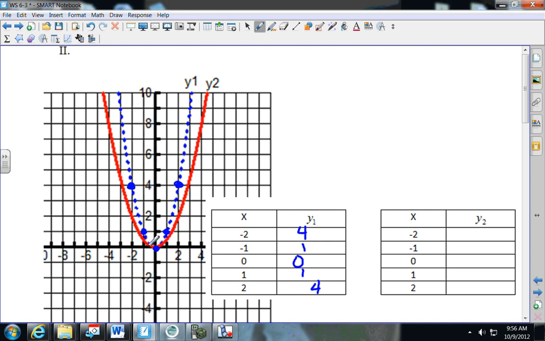The question was, does a vertex have to have the same x and y? If you had y equals x squared minus 2, your vertex is 0, -2. So it's not always the same number. For what we're doing, it's always going to be on the y-axis. It's going to be 0 and whatever that last number is right there. Is that what you were asking me? Okay.